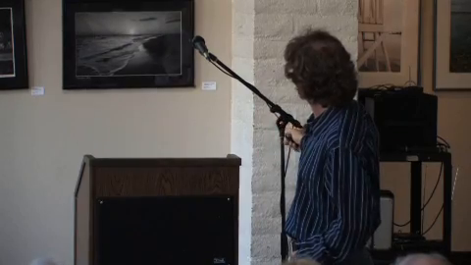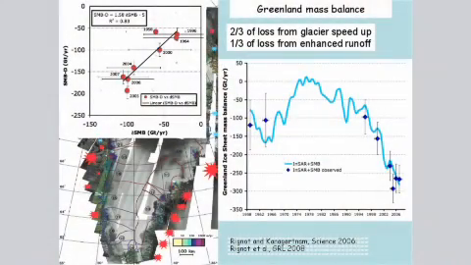You see this rapid decrease here. It was close to balance, close to zero in the 70s, and it was losing mass in the 60s when climate was a little bit warmer. Now what's important from this exercise is that we find that 2/3 of the loss in Greenland is due to the glacier speed up, glaciers flowing faster, and only 1/3 is from runoff.